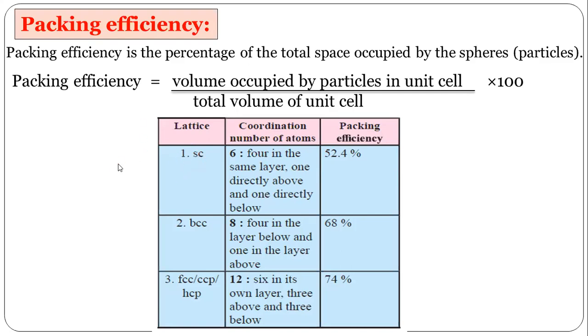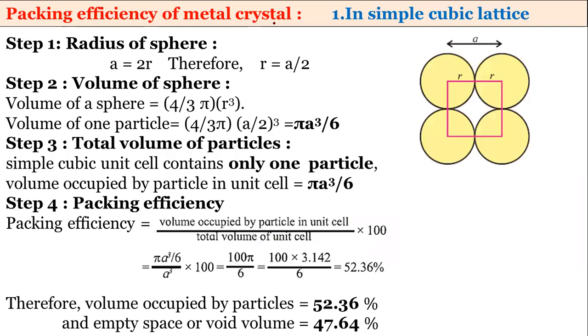First we will discuss the packing efficiency of the simple cubic lattice. In case of simple cubic lattice, a is equal to twice r. We can see here, this is a, the edge length of the simple cube. So a is equal to 2r. This is r and this is r. So r is equal to a divided by 2. This is the radius of the sphere.